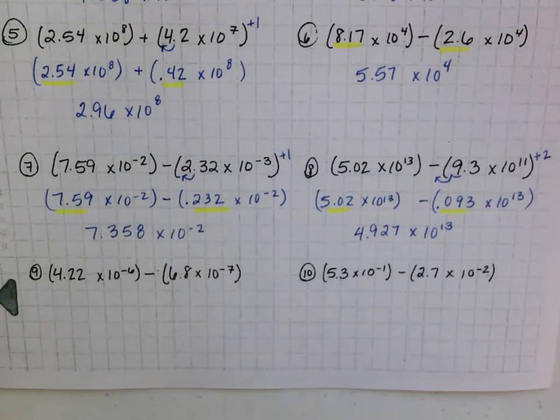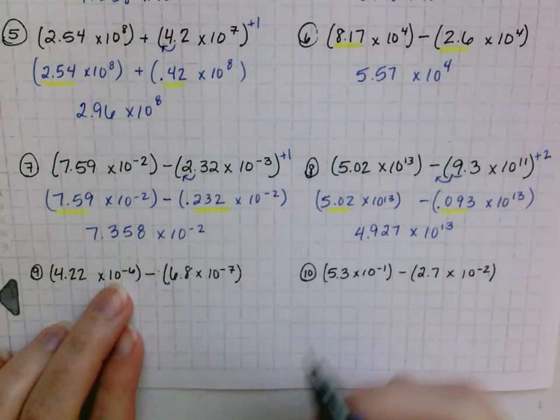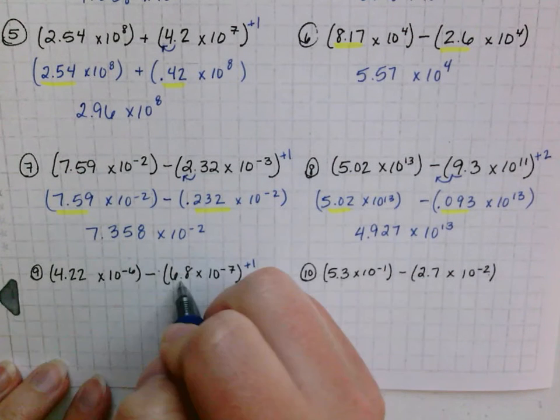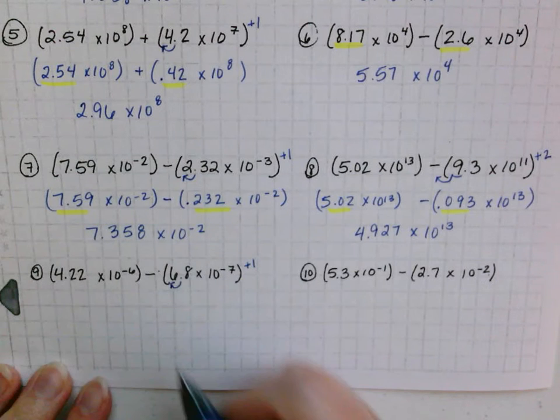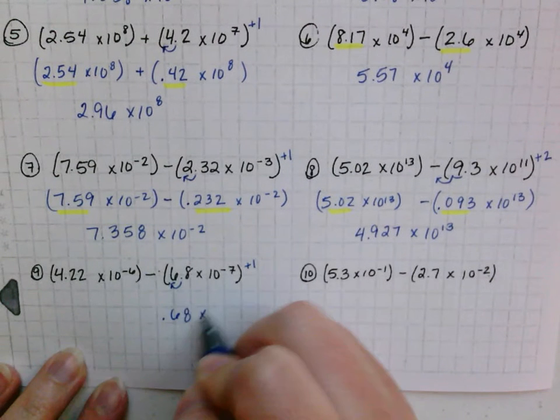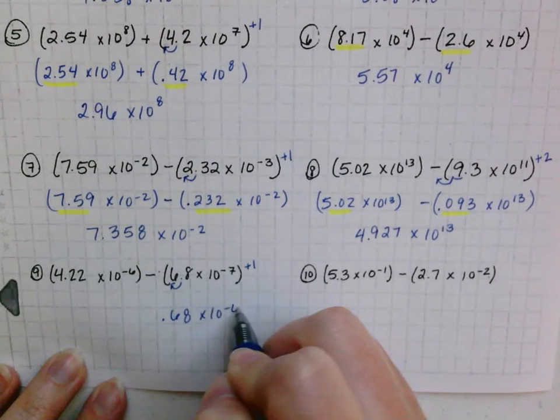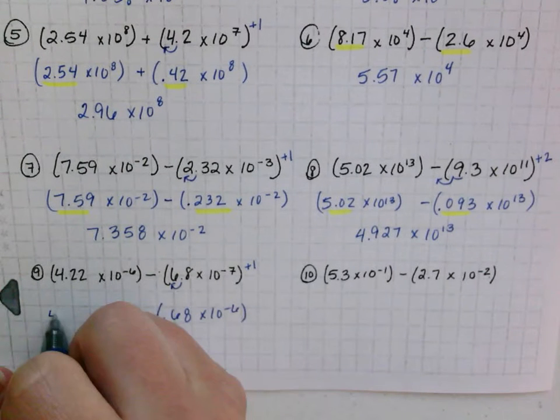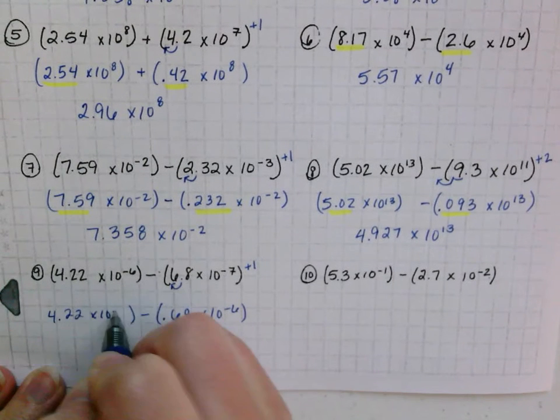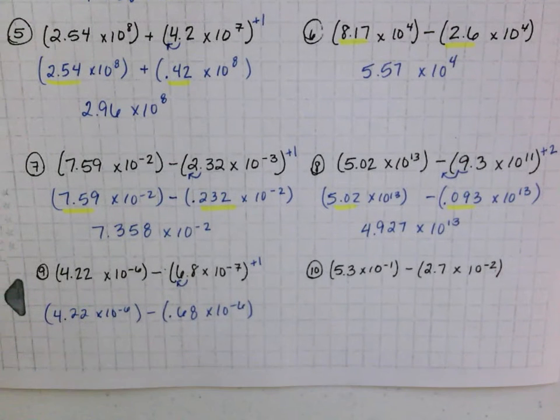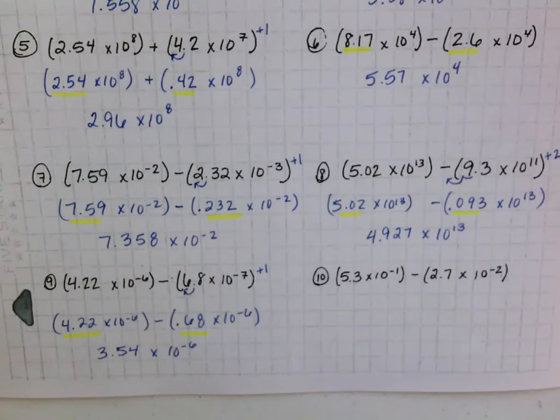So that means the negative 6 is larger, so we'll add 1 to the negative 7, which means I have to move the decimal place 1 to the left. My first piece doesn't change at all. And now I can subtract my front numbers. And when I subtract my front numbers, I will get 3.54 times 10 to the negative 6.